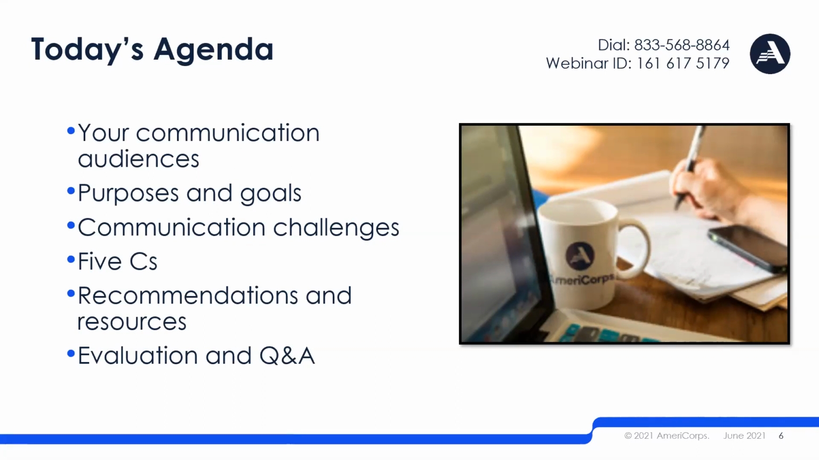We also know that sometimes people encounter challenges in communicating with members, so we'll briefly highlight some challenges and how to overcome them. And then we'll spend a good portion of today's session talking about the 5 C's to help you be more effective in your communicating with members. Finally, we'll end up with some recommendations and resources. We'll ask you to complete an evaluation of today's session, and then we'll have time to answer some of your questions.